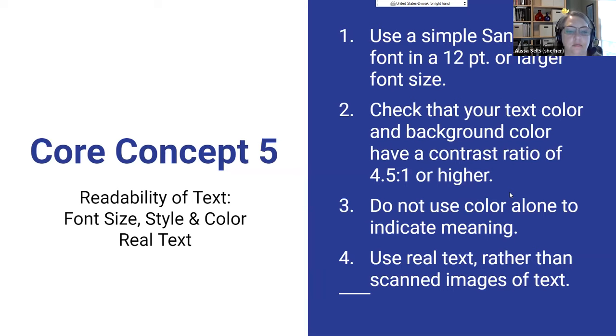Okay, back to me for readability of text. We're going to talk about font size, font style, font color, and then we're also going to talk about real text. So the tips here are to use a simple sans serif font in a 12 point or larger font size. You also want to check and make sure that your background color and your text color have a contrast ratio of 4.5 to 1 or higher. You also want to make sure that you are not using color alone to indicate meaning. And then you also want to use real text rather than scanned images of text.